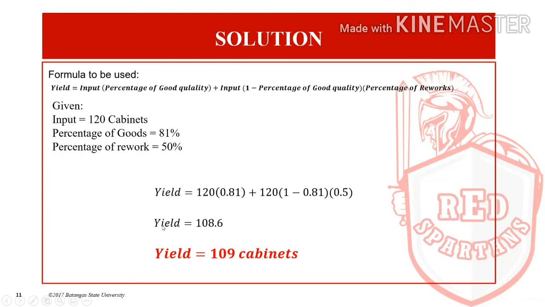So, yung formula natin, yield is equal to input times the percentage of good quality plus input times 1 minus the percentage of good quality unit times the percentage of rework. So, ang input natin is 120 cabinets, then meron tayong 81% na percentage ng good at 50% na rework. So, substitute lang: 120 times 0.81 plus 120 times (1 minus 0.81) times 0.5 is equal to 108.6 or 109 cabinets. So, answer natin is letter C.